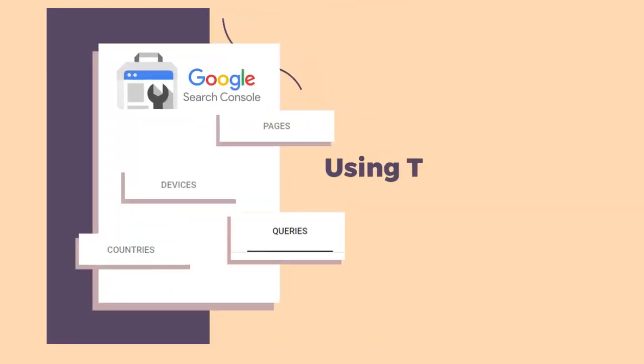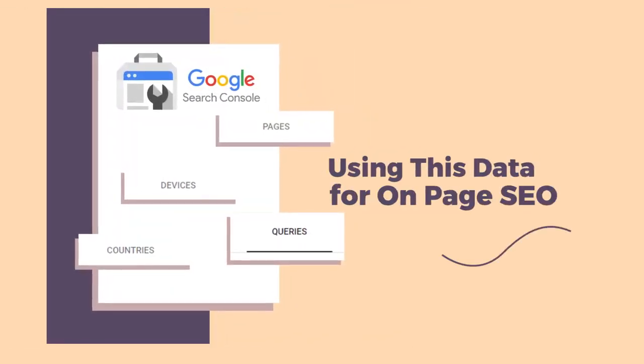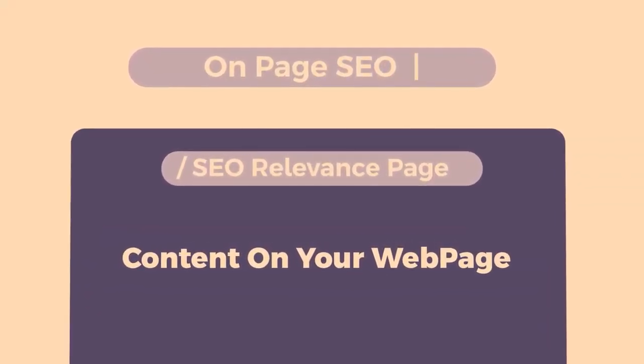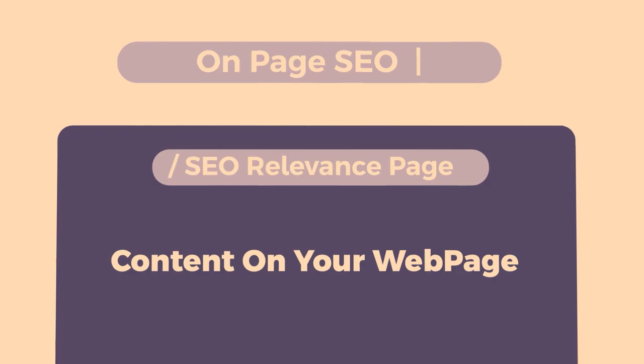Okay, so we'll go deeper into filters and how to actually use regular expressions to get all kinds of cool data out of here. But even more important than that, what I want to go into first is using this data for on-page SEO. On-page SEO is actually the content on your web page or your blog or your landing page, wherever it might be, that's creating SEO relevance on that document. And GSC is very powerful for this.